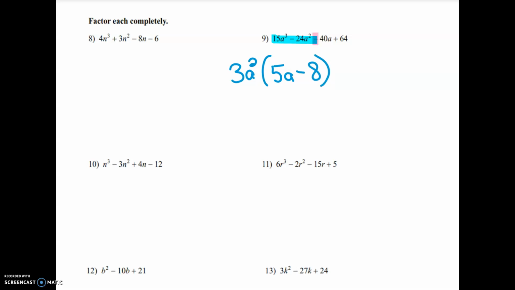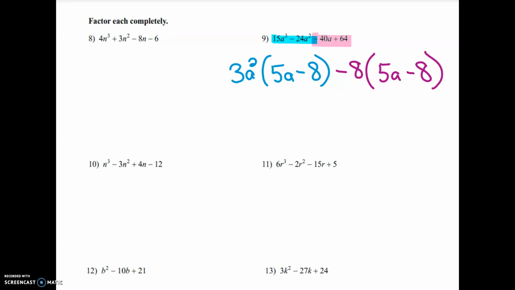For the second group, is there a common factor that will factor out of both of those terms? That happens to be negative 8. Negative 8 will divide evenly into both of those terms. If I do that, I am left over with 5a for the first term. And if I divide out 64 divided by negative 8, I'm left with also a negative 8.